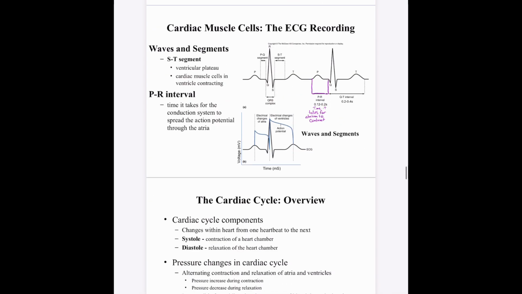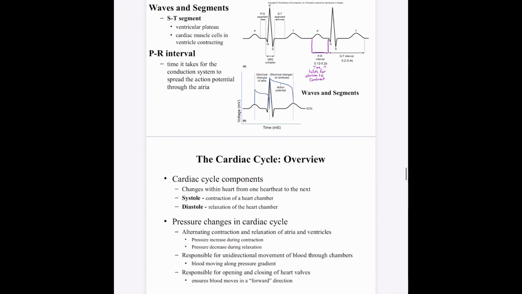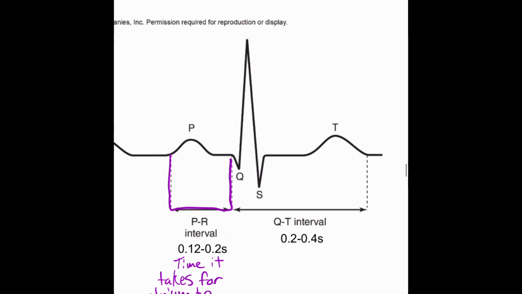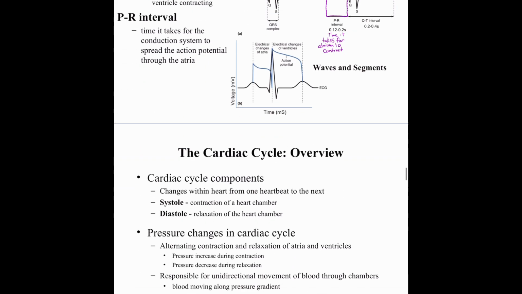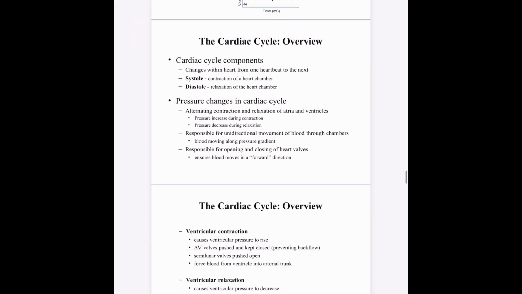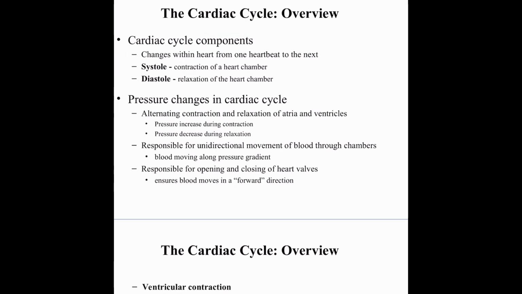And then the ST segment is the ventricular plateau, right? So heart at rest, and the same for the PQ segment, so it's just heart at rest. The interval is the time it takes for the conduction system to spread the action potential through the atrium. So the PR interval, which would be this one, would be the time interval. So this is the time it takes for the atrium to contract.